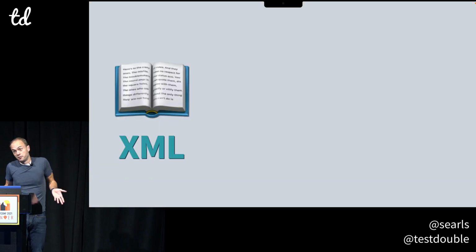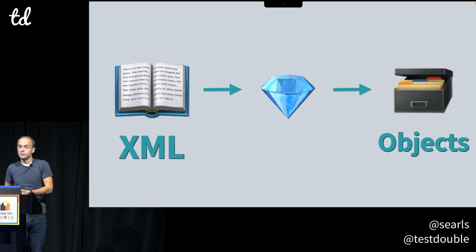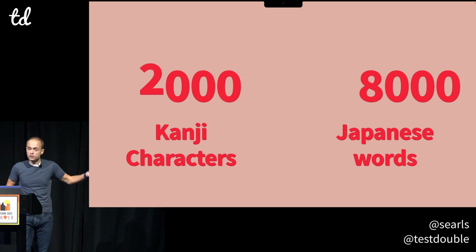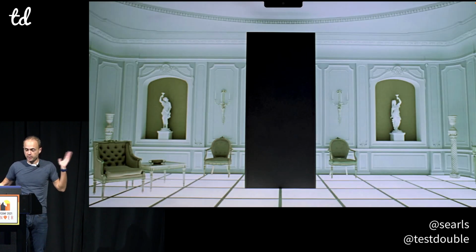Thing is that they're in XML, which means I wanted to build something in Ruby that would take that XML and run it through some Ruby, and then it'd give me Ruby objects that I could insert into my database. And what it would allow me to do is go from 2,000 characters to 10,000, and from 8,000 words to 200,000. And it seemed like a pretty big win.